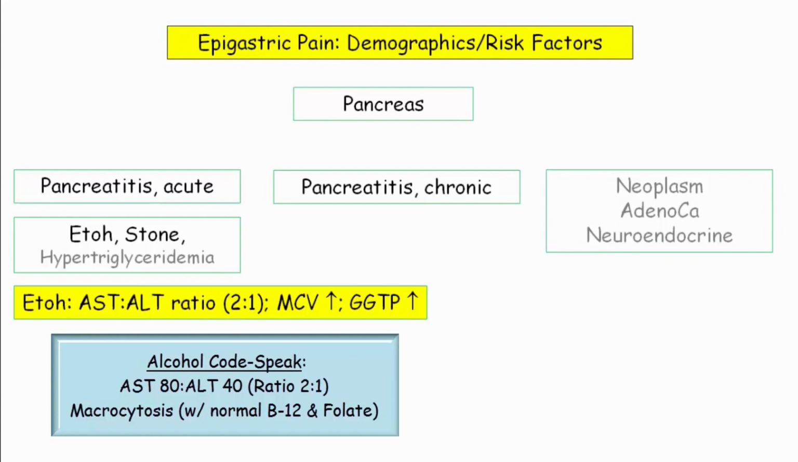Similarly, they might simply list the MCV as elevated with evidence of a normal B12 and folate. In this instance, the macrocytosis would reflect chronic alcohol use or chronic liver disease. And finally, alcohol is known to induce the enzyme GGTP. In the clinical setting, GGTP is sometimes obtained to screen for alcohol use when the clinical history is deemed unreliable.